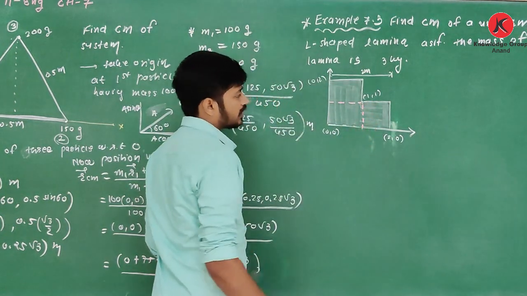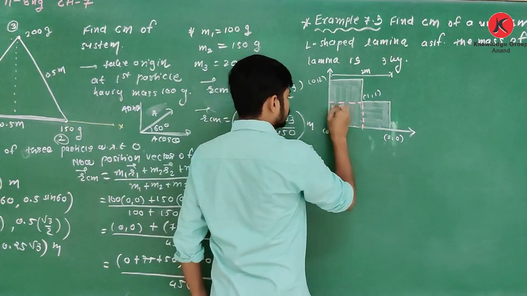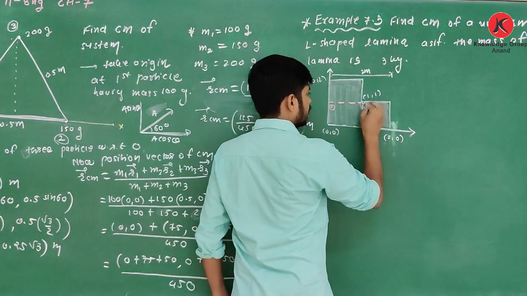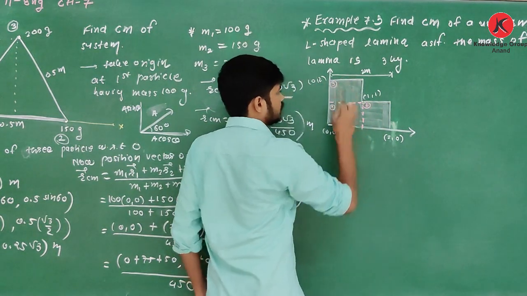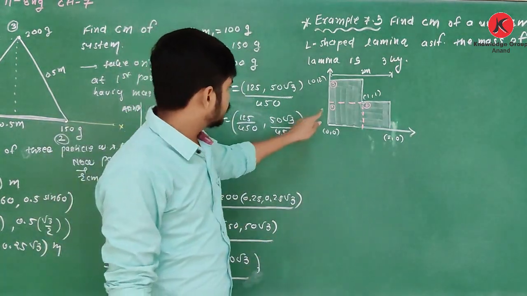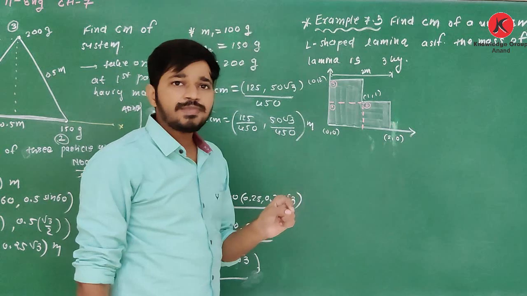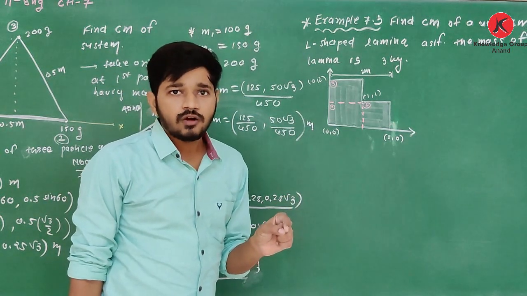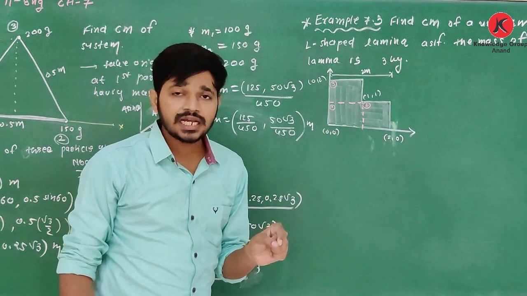I can divide this lamina into 3 parts: first, second, and third. And see, these 3 parts are obviously identical.